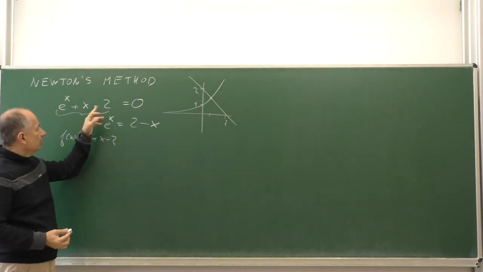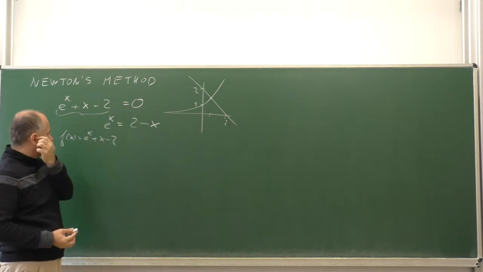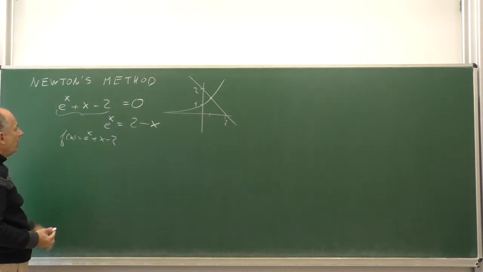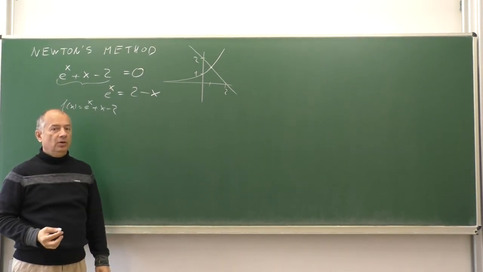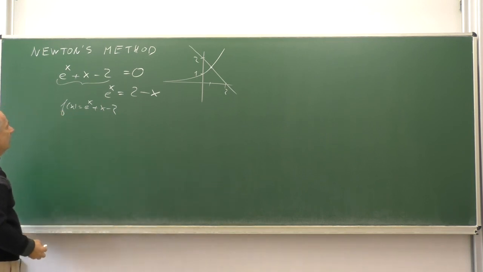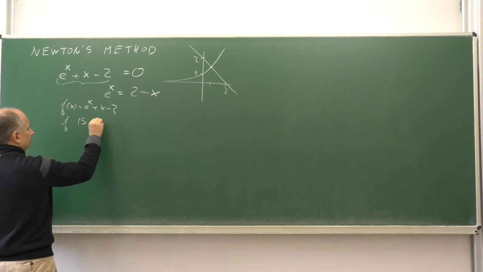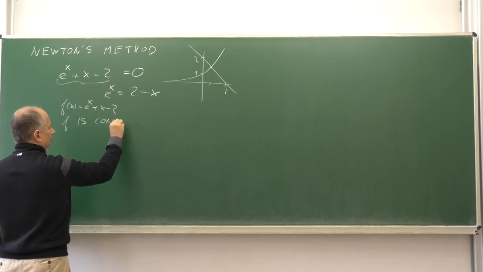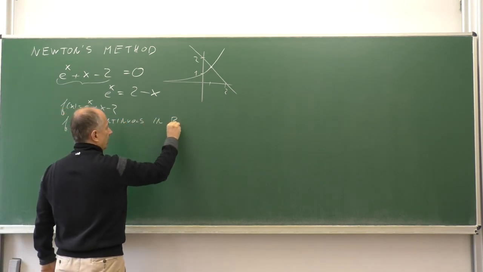So now we go back to the form of the equation, something equal to 0. Well, we see that the function is defined and continuous for all real x. This is the best case. So we can say f is continuous in entire R.